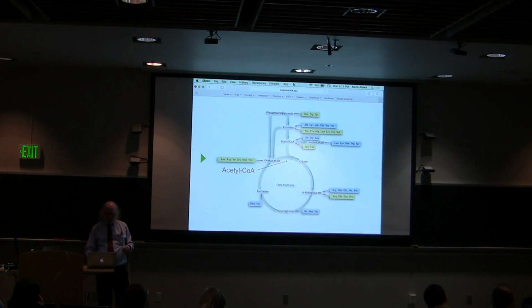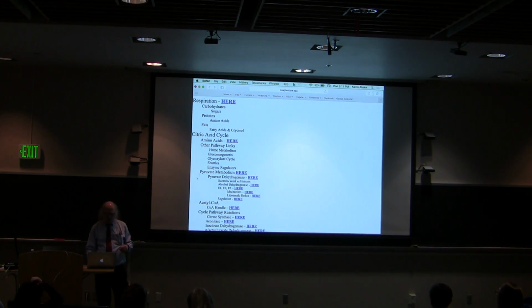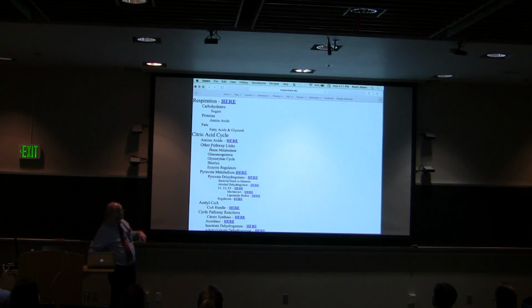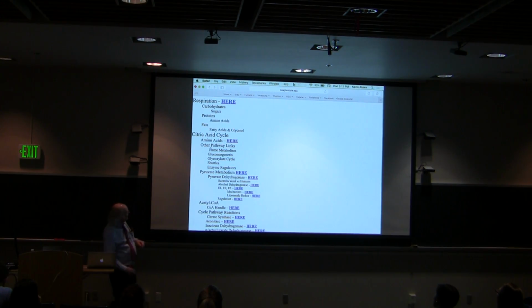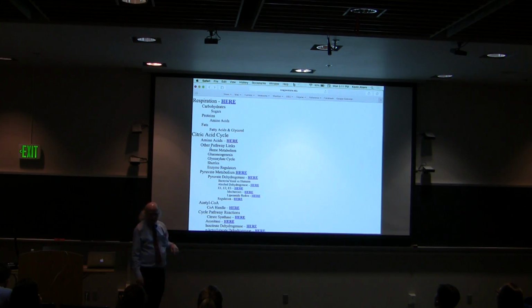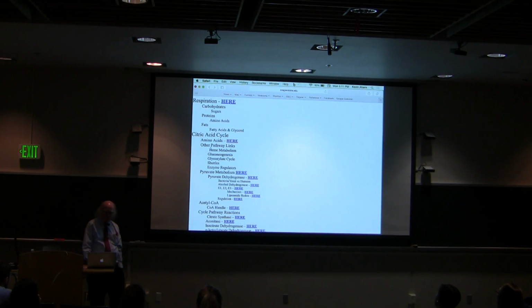Back to here. So we see other pathway links. I've listed those there: heme metabolism, gluconeogenesis, and the glyoxylate cycle. That's not right, glyoxylate. Kevin learned how to spell.